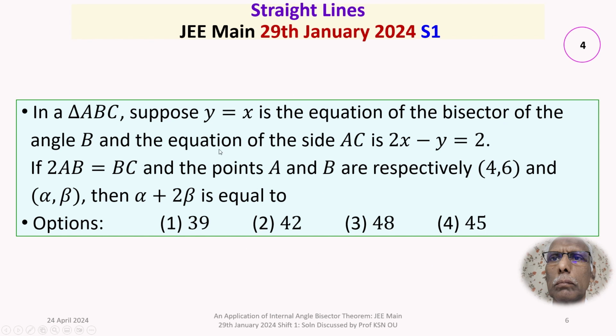So read the question carefully. We have a triangle, and it is given that y equals x is the equation of the angular bisector of B. Also given is the equation of the side AC as 2x minus y equals 2, and 2AB equals BC. That is, you can think of a ratio here. The points A and B are respectively given as (4, 6) and (alpha, beta). We are required to find the value of alpha plus 2 beta.